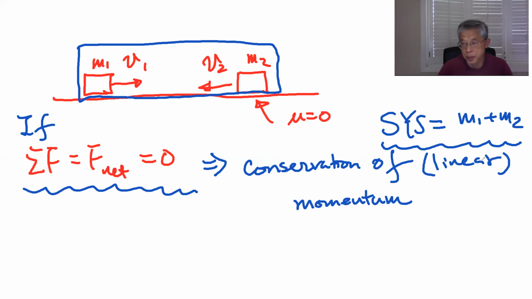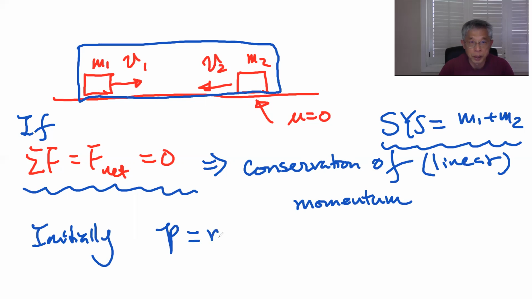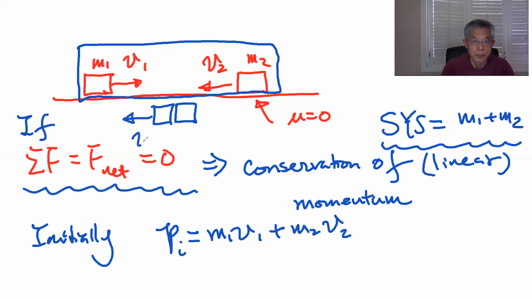Okay, sometimes people don't say it. Conservation of momentum. What does that mean? So initially, the momentum is equal to m1 v1 plus m2 v2. Okay, so this is initially, and then they're going to hit each other. Okay, they're going to collide with each other. Then they're going to bounce out, become a v1 prime going this way, and v2 prime going that way.